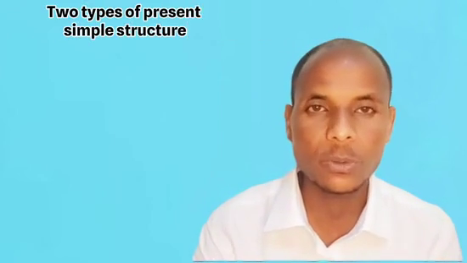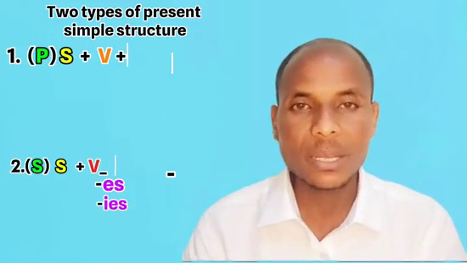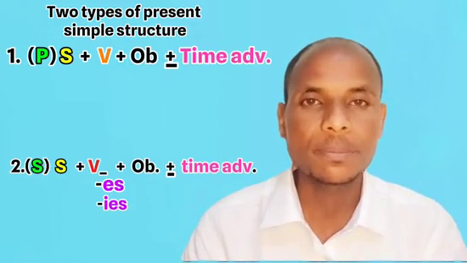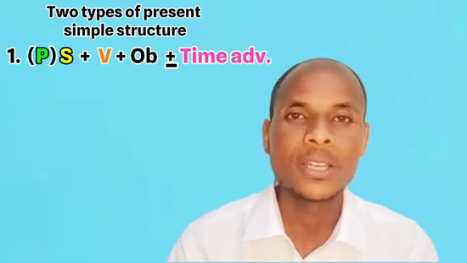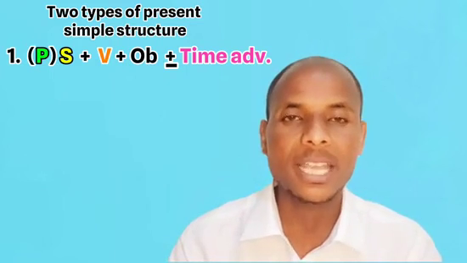The first one is structured as plural subject plus verb plus object plus or minus time adverb. In this case, we may or may not use a time adverb at the end of the sentence.